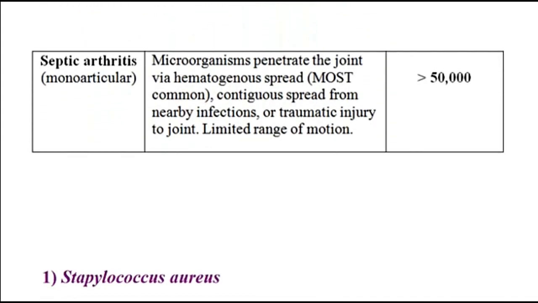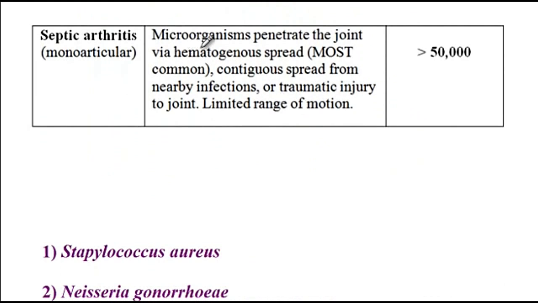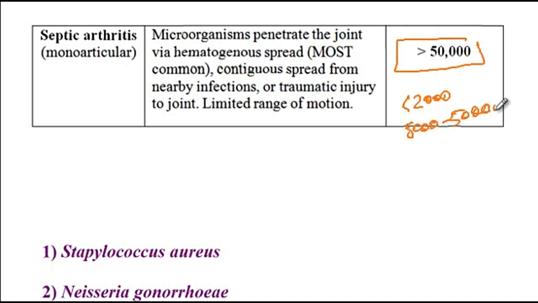The next and final form of the joint disease is septic arthritis, where there are microorganisms that penetrate the joint. They could penetrate via the blood, so if there is, for instance, sepsis in a patient, now they could spread to the joint and cause septic arthritis. They could spread from a local infection, or they could spread from a traumatic injury. And so on the actual joint aspiration, the number of white blood cells that you see is more than 50,000. So you may recall that with osteoarthritis, it was less than 2,000. With rheumatoid arthritis, it was 5,000 to 50,000, and now with the septic arthritis, it's more than 50,000.